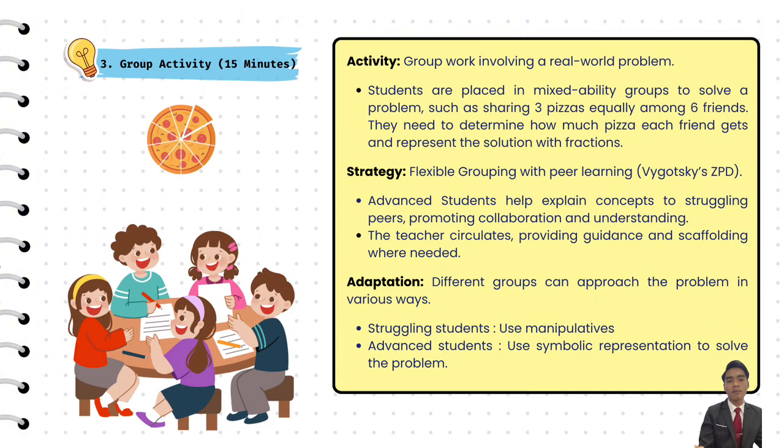The third step is the group activity, which takes 15 minutes, and the activity is group work involving a real-world problem. Students are placed in mixed ability groups to solve a problem. Maybe the teacher can divide students into 6 groups, and each group has students of different abilities. Maybe some of them are advanced learners and some are struggling learners in one group, so that they can discuss together the topic the teacher has given.